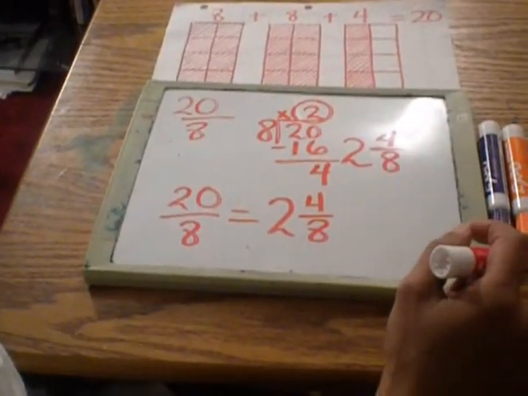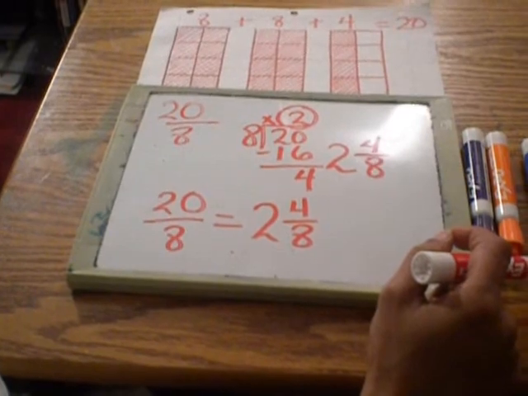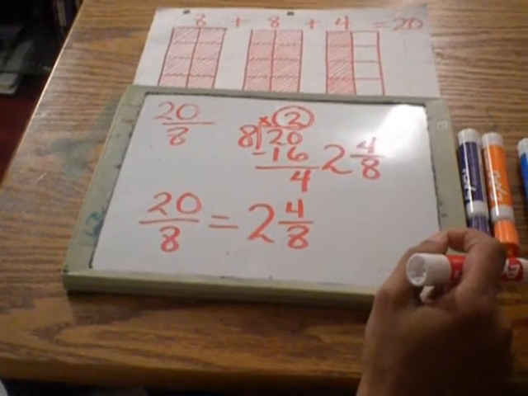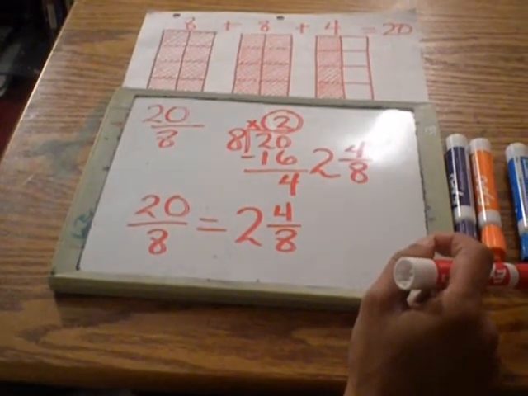And this is how we convert improper fractions to mixed numbers and mixed numbers to improper fractions. Thank you.